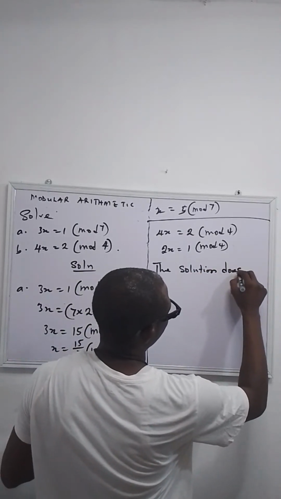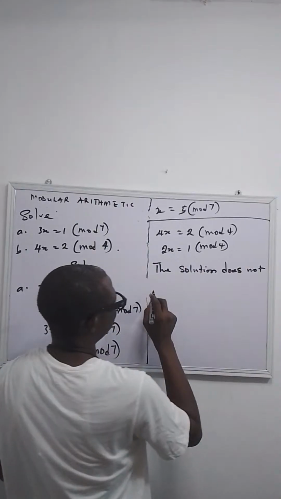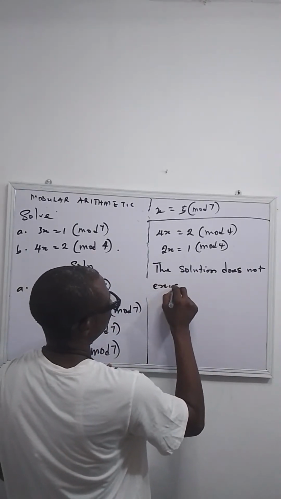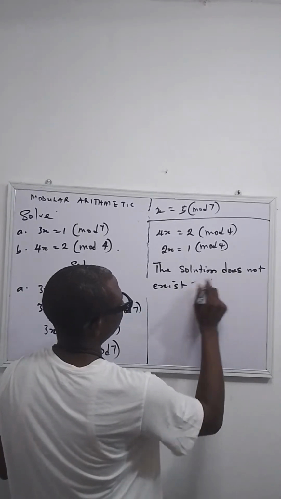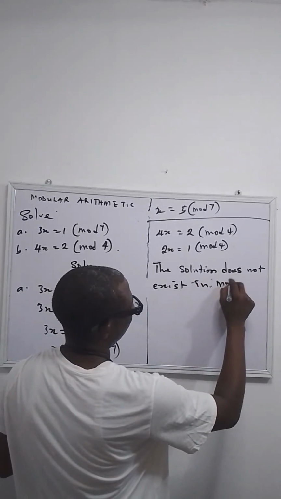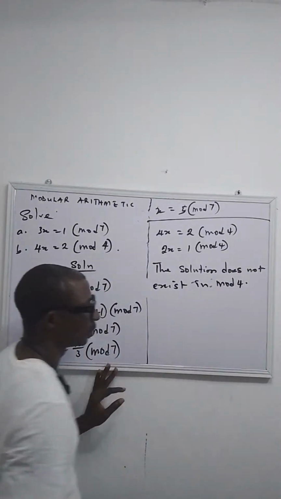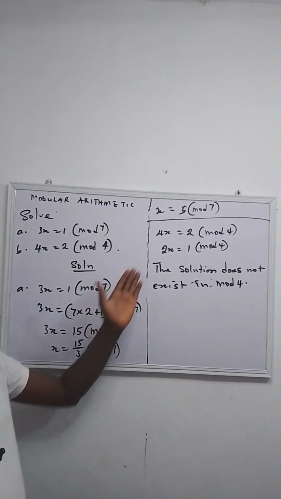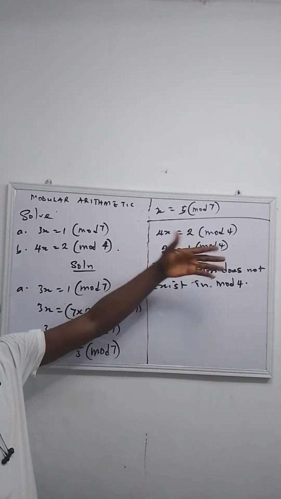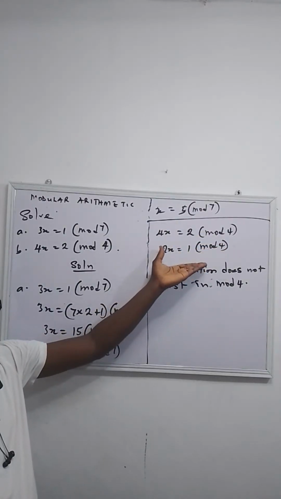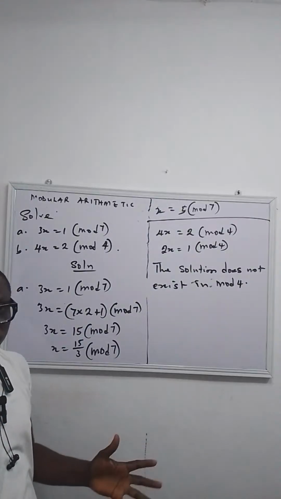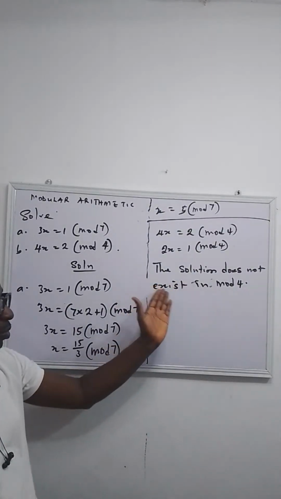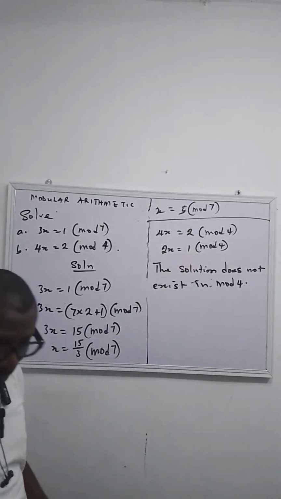does not exist in mod 4. All right. The solution does not exist in this modulus. In another modulus, it may exist. All right. So you just have to write it. Don't just say it's not solvable. You have to tell us the solution does not exist in this modulus.